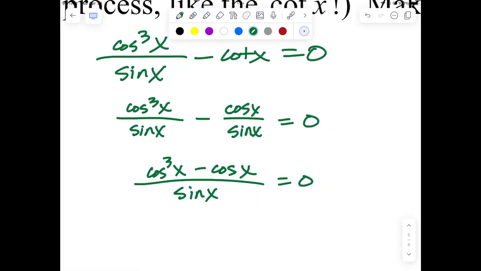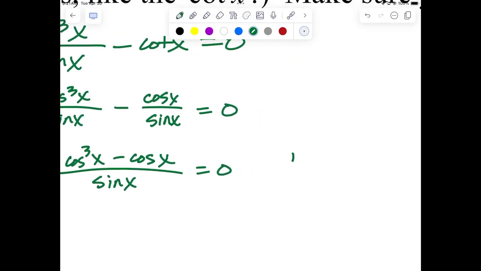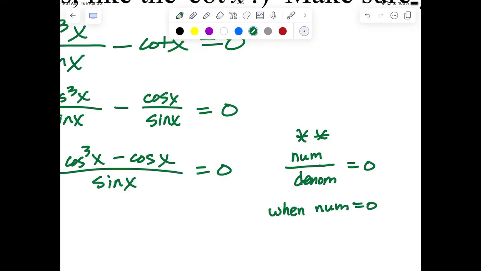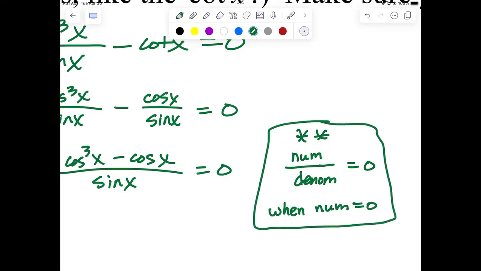Now here, since I have a single fraction, this is what we're looking for. Whenever you have a numerator over a denominator, and you want to know where it's equal to 0, that's going to happen when which one of them is 0? This is an important idea. When the numerator is 0. 0 over 5 is 0. 0 over 10 is 0. 0 over 100 is 0.